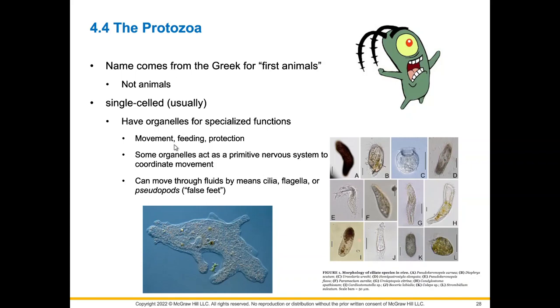Some can move through fluids by means of cilia, those hairs, flagella, the tail, or pseudopods. That one's new. Pseudopods are cytoplasmic extensions. Pseudo means false and pod means foot, so they're like false feet. Here we have Plankton from SpongeBob, and he is a protist.